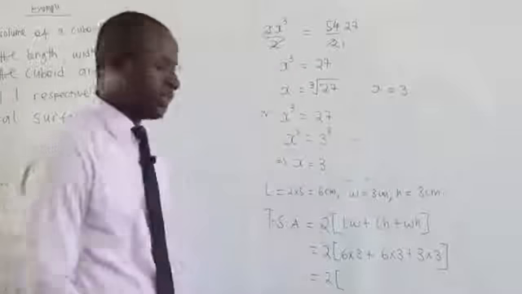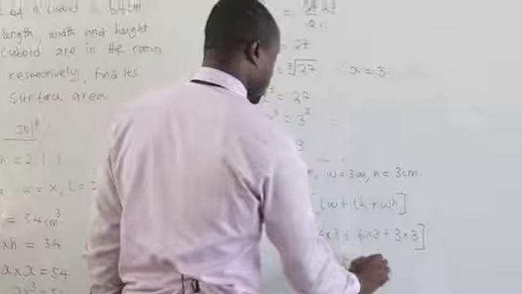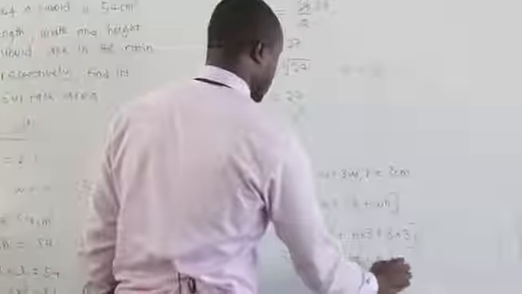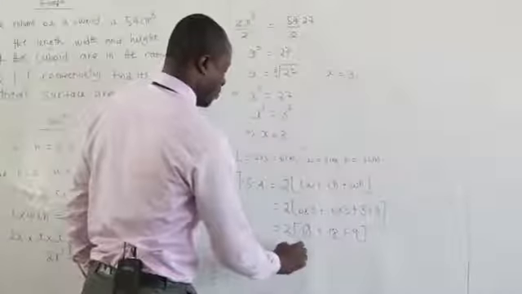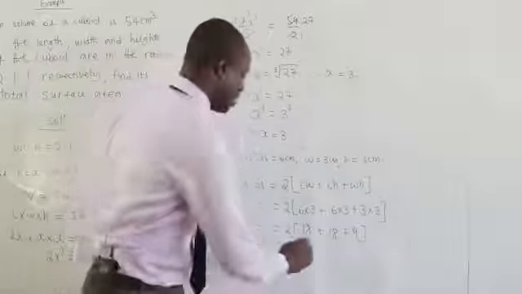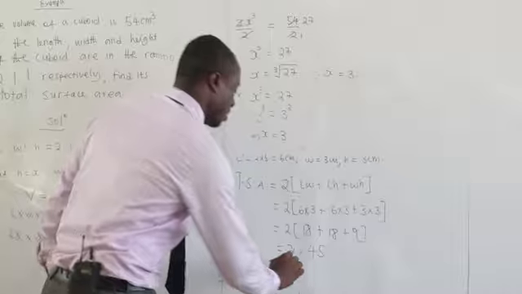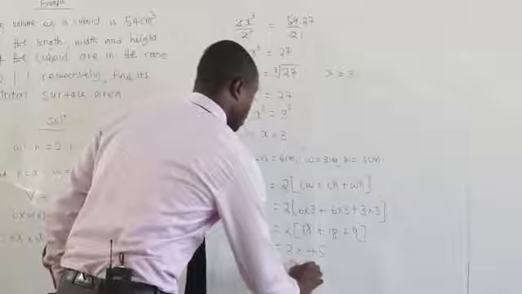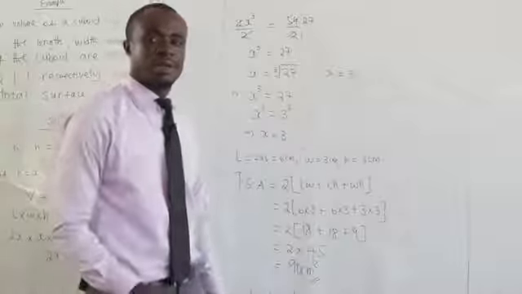Bracket first, 6 times 3, that is 18. 18 plus 9. Now bracket first, what is 18 plus 18? That's 36. 36 plus 9, this is giving us 45. Now what is 2 times 45? This is 90, and the unit is centimeters, so centimeter square. That's the total surface area.